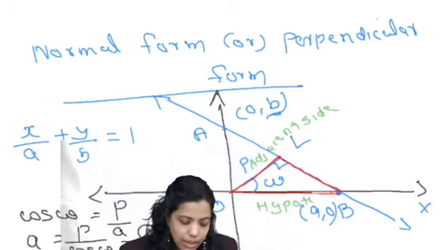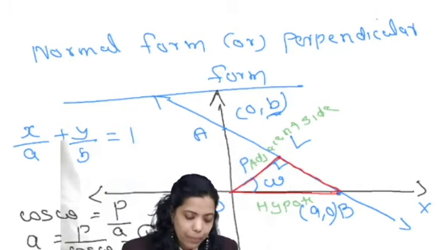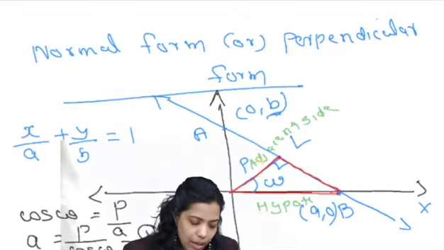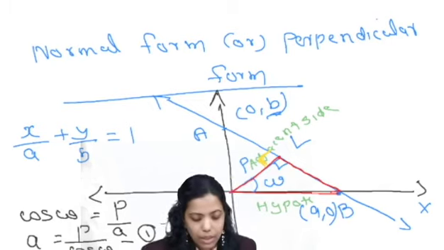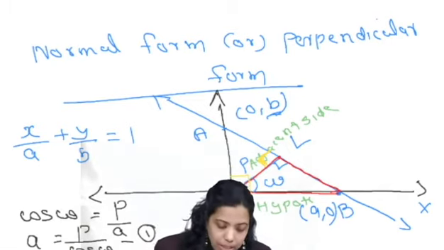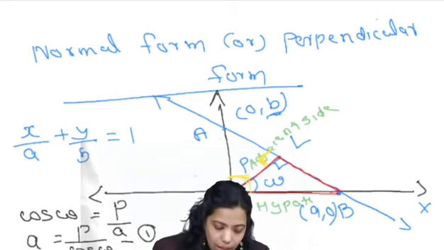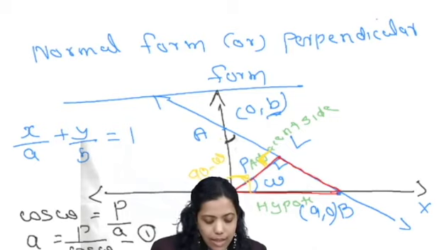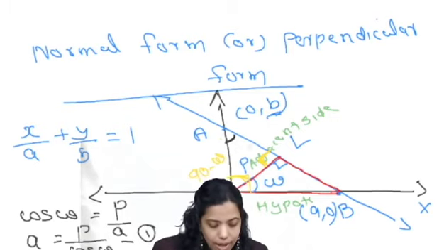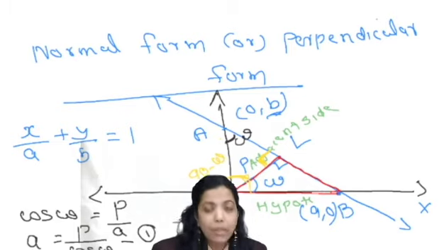Now if I consider this triangle OLA, the angle OLA also is 90 degrees. Here also we are getting the same 90 degrees. And what about this angle? The whole angle is 90, so the angle AOL will be 90 minus omega. In that sense, by the angle sum property, the angle OAL also will be the same omega itself.